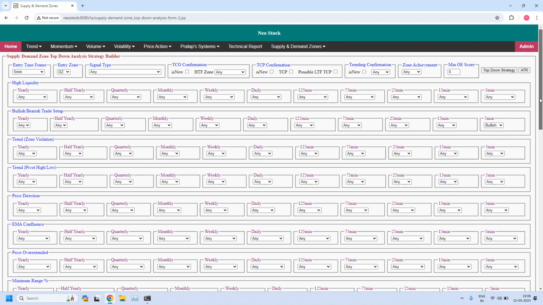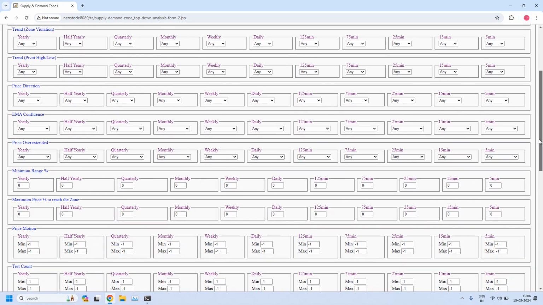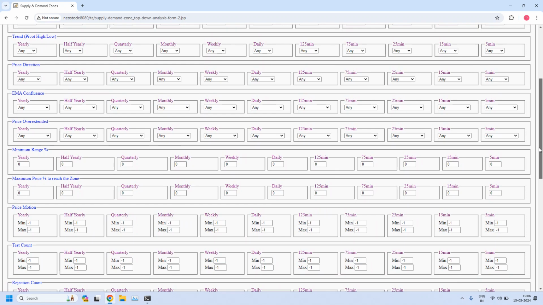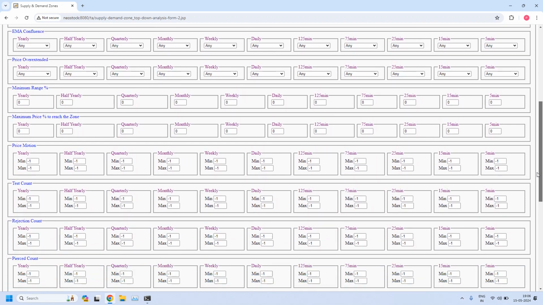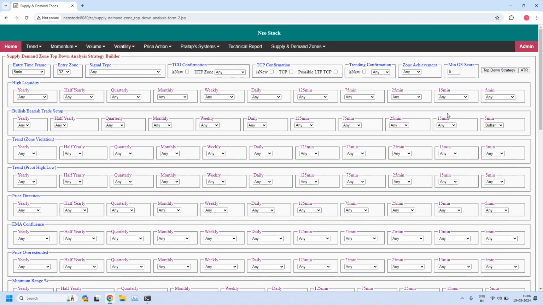Also I need to set the 3 filters. The first filter is the zone should not be pierced. That means pierced count should be 0. So here in pierced count, in the 5 minutes time frame, I am setting the minimum value 0 and the maximum value 0. That means the zone is not pierced. And zone achievement should be VOZ, violated opposing zone. And the minimum odd enhancer score should be 12 for bullish or bearish trade setup.